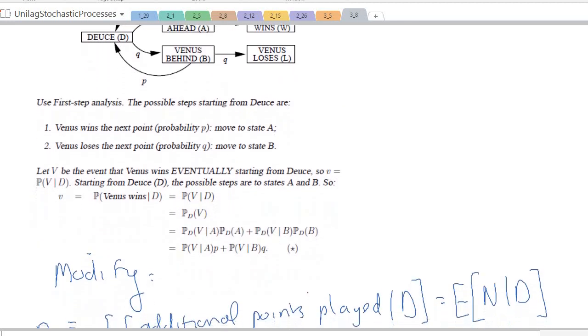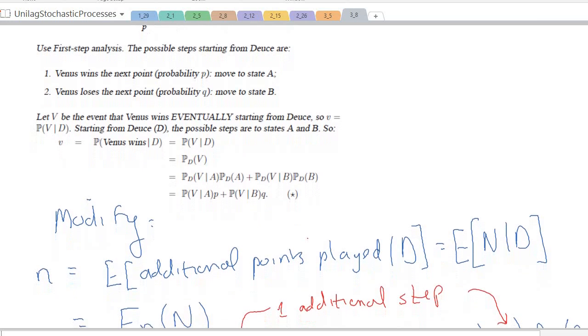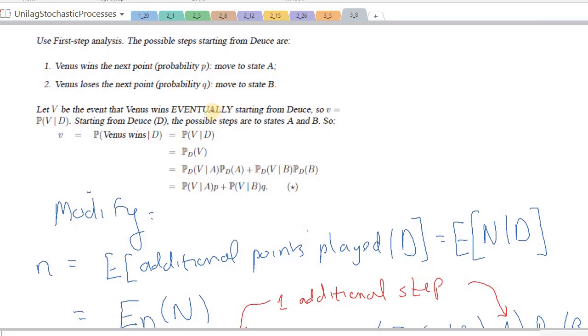So this was the discussion that we had before. We wanted the probability that Venus wins given that the current state is deuce. Okay? So we represent that by little v, and this is the alternative notation that you're looking at: the probability of Venus winning, which is capital V, under the assumption that you're starting at deuce. So that gives you a probability distribution that depends on D.